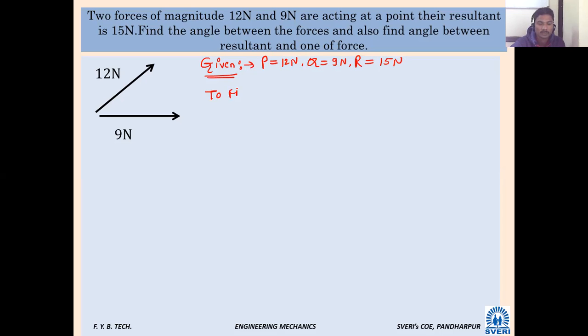To find, what are we supposed to find? The angle between them and the angle between resultant and one of the forces. Is it the same as before? Yes, sir. Is it possible for you to solve quickly? Yes, sir. Yes, start quickly.